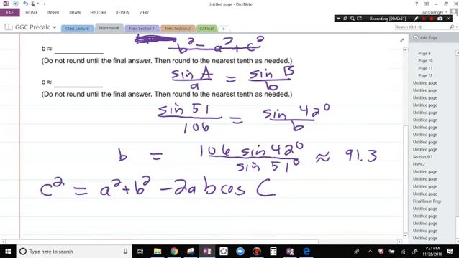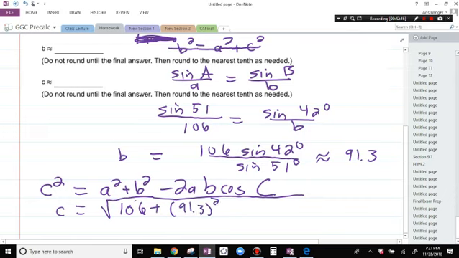So then C is the square root of all those numbers, right? So then it's 106 squared plus 91.3 squared minus 2 times 106 times 91.3, the cosine of capital C, which was 87 degrees. Yes, 106. Yes, thank you.